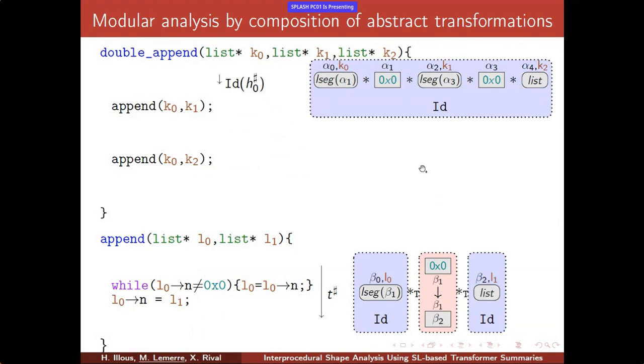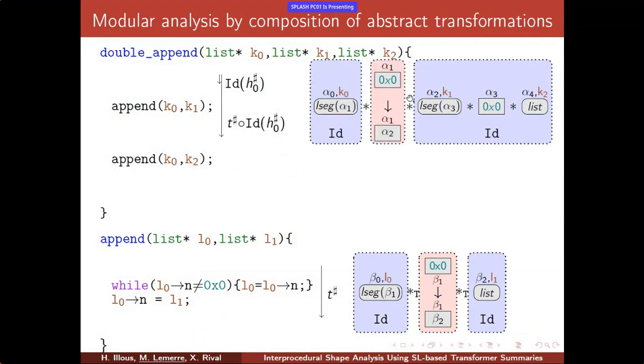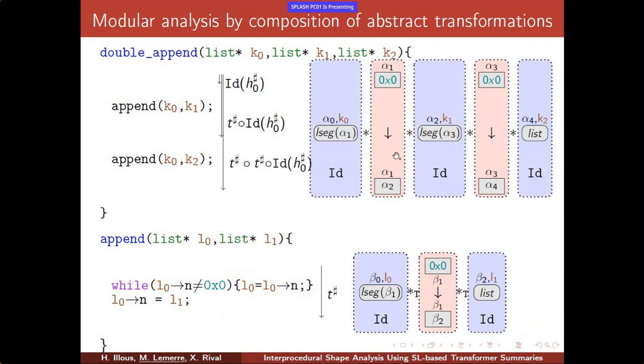And when we apply the composition in the double append function, we start from an initial state which states that we have three separate linked lists, and by composition, we will be able to derive the fact that at the end of this function, we have modified these linked lists so that they are all concatenated. This is a perfect representation of what double append does.